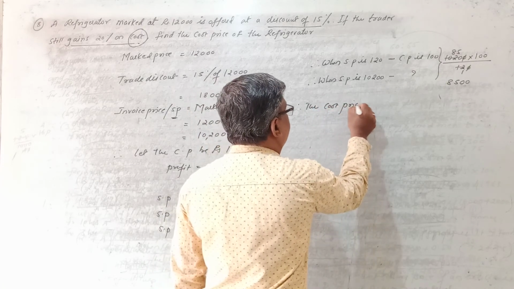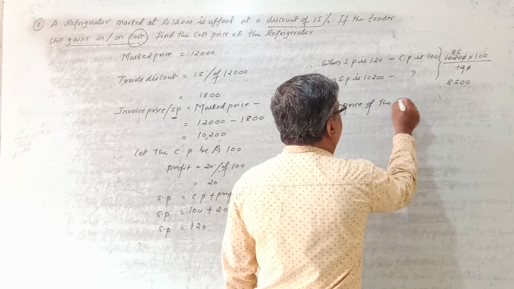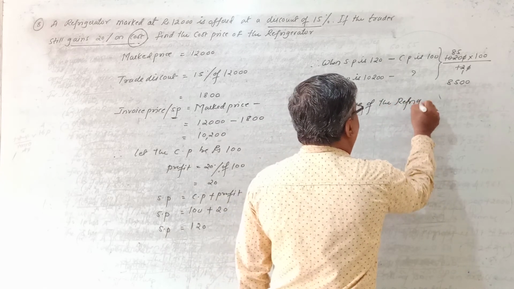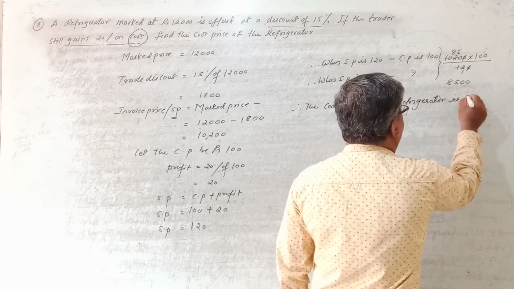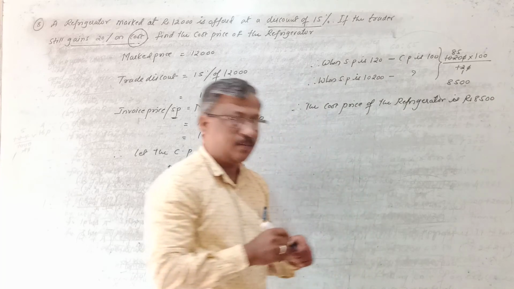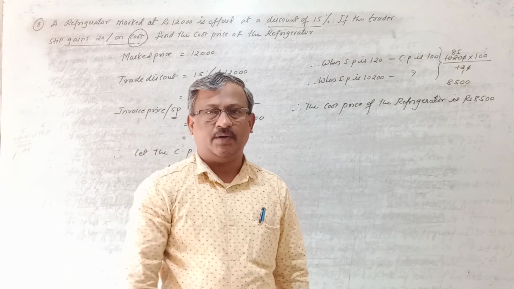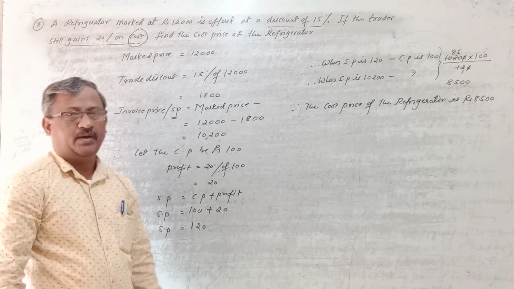Below that you can write: therefore the cost price of the refrigerator is rupees 8,500. So this is how you have to find out the cost price.